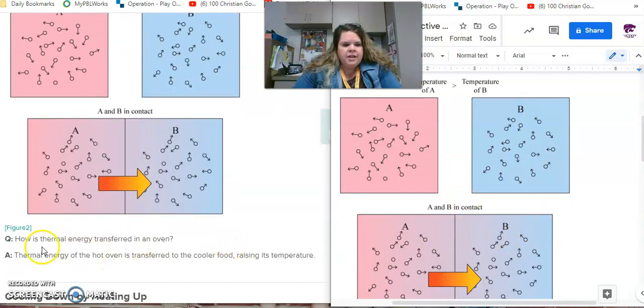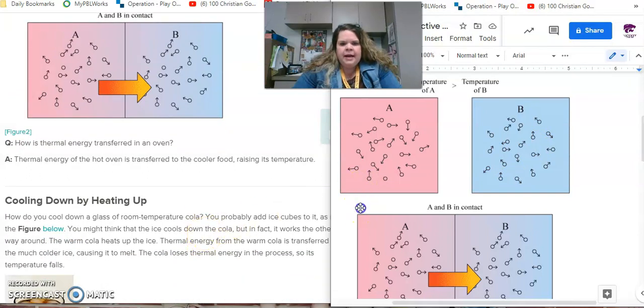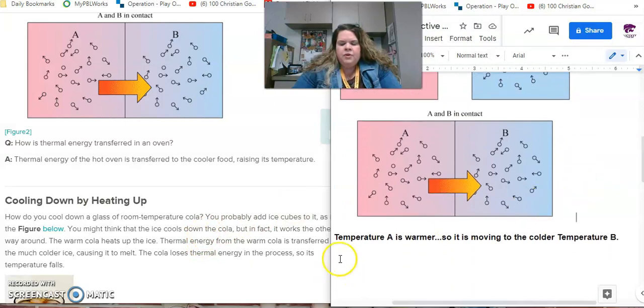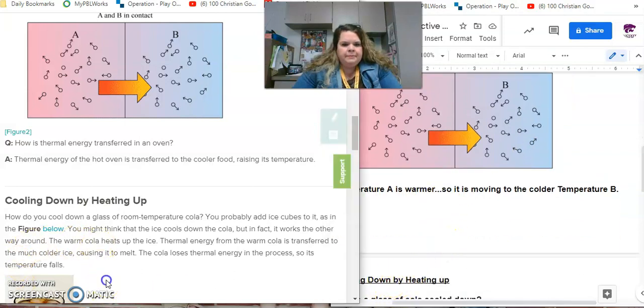Okay, and there's a question in here. How is thermal energy transferred in an oven? The answer is thermal energy of the hot oven is transferred to the cooler food, raising its temperature. So cooling down by heating up. Okay, and you can write that in your notes. Temperature A is warmer, so it is moving to the colder temperature B. Cooling down by heating up.